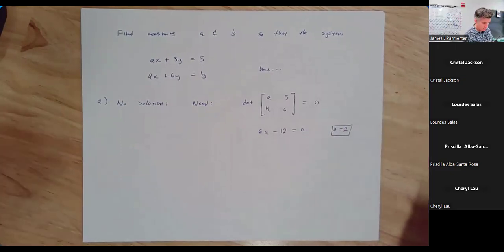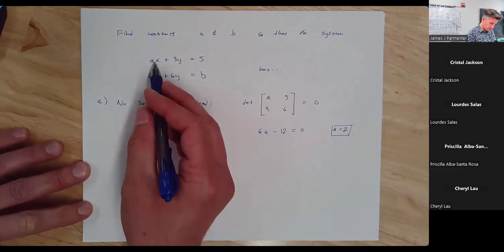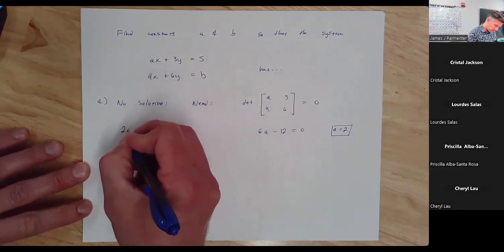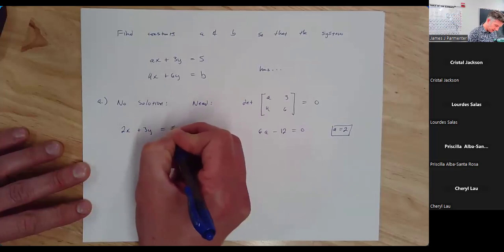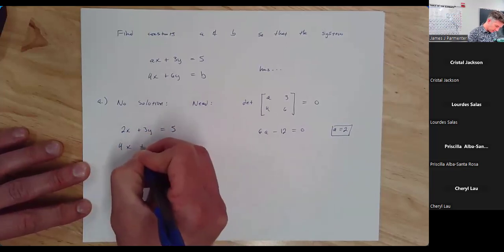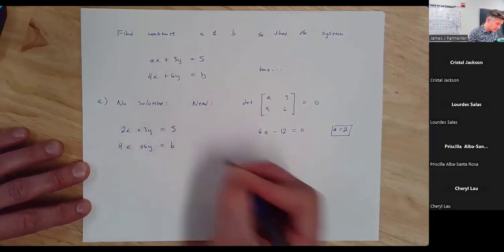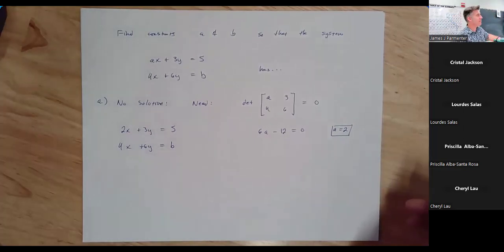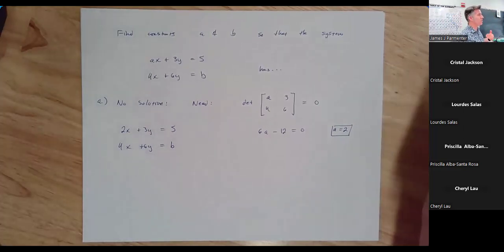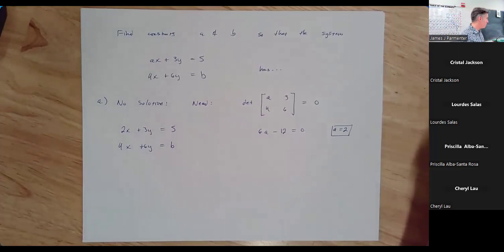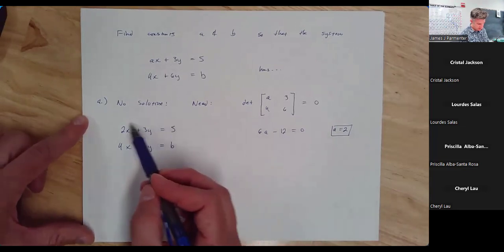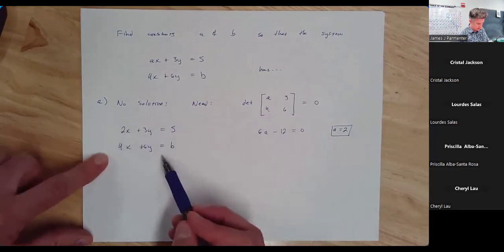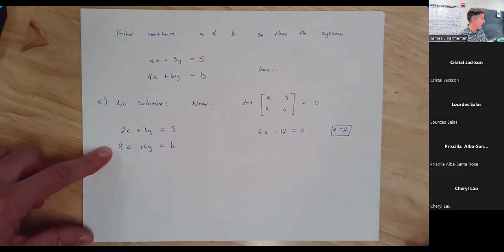But we're not quite done because we want to have no solutions. So we want these lines to be parallel and not the same. So if A is 2, we have 2x plus 3y equal to 5, and we have 4x plus 6y equal to b. So for these lines to not be the same, what's the only value of b that's a problem? Well, what if I was going to multiply this equation by a number to get this equation, what number would I be multiplying the first equation by?